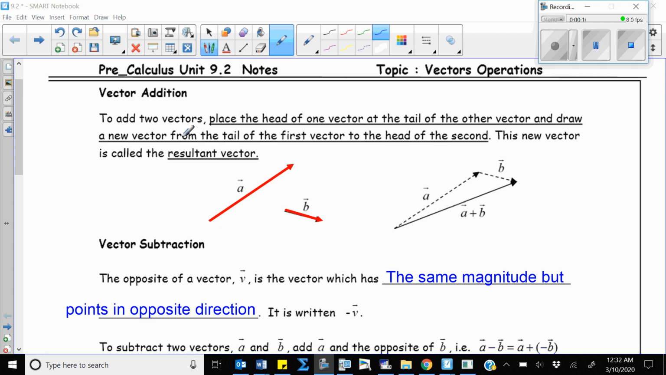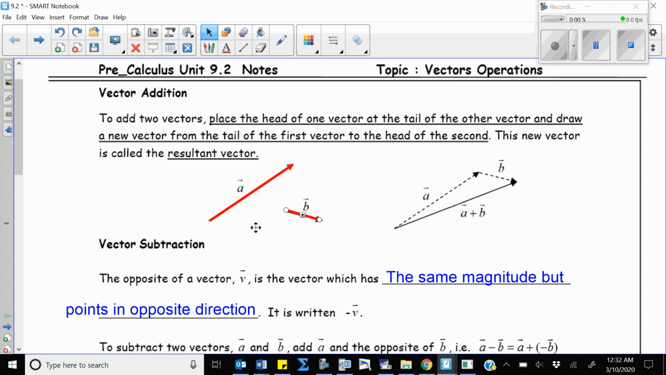To add two vectors, you need to place the head of one vector at the tail of the other one and draw a new vector from the tail of the first vector to the head of the second. So what does this mean? Let's say we have two vectors a and b and we want to find a plus b.